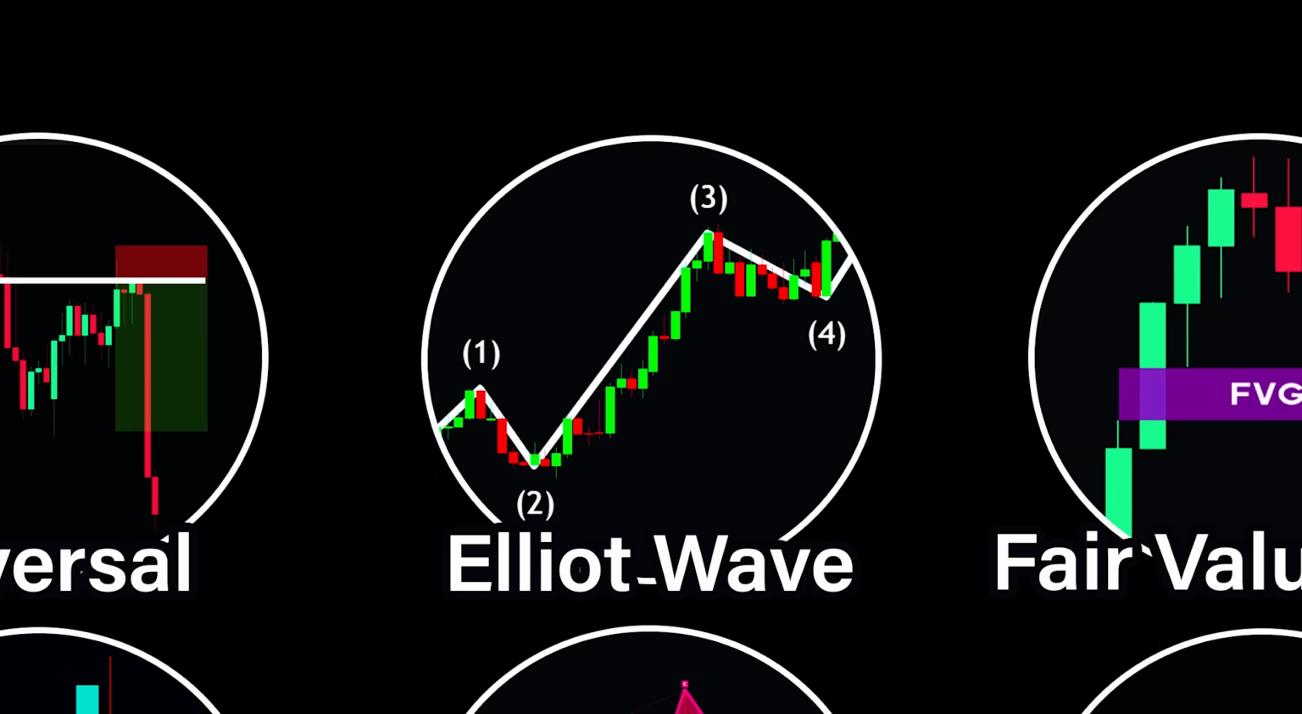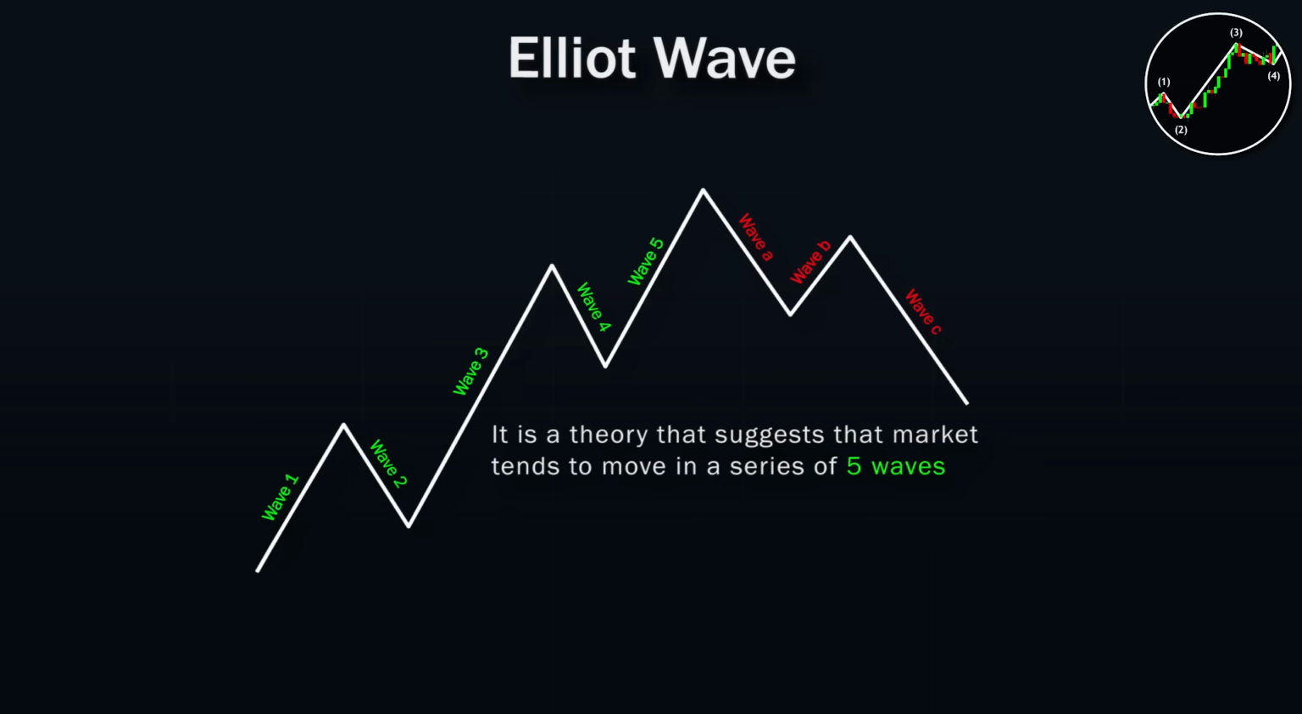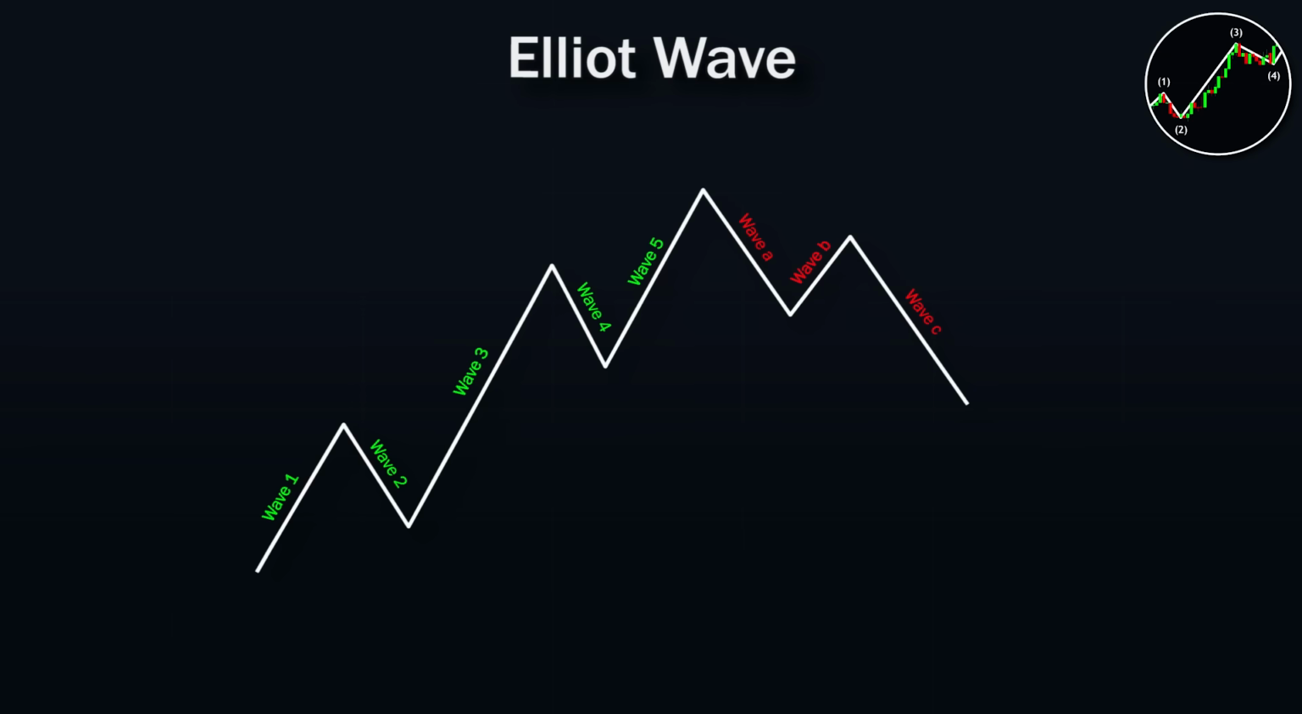Elliott Wave. It is a theory that suggests that market tends to move in a series of 5 waves before reversing and forming another set of waves in the opposite direction. By understanding the Elliott Wave sequence, traders can predict where the price is heading by following the pattern. In a chart, we can label each point of the waves as 1, 2, 3, 4, 5 and ABC.